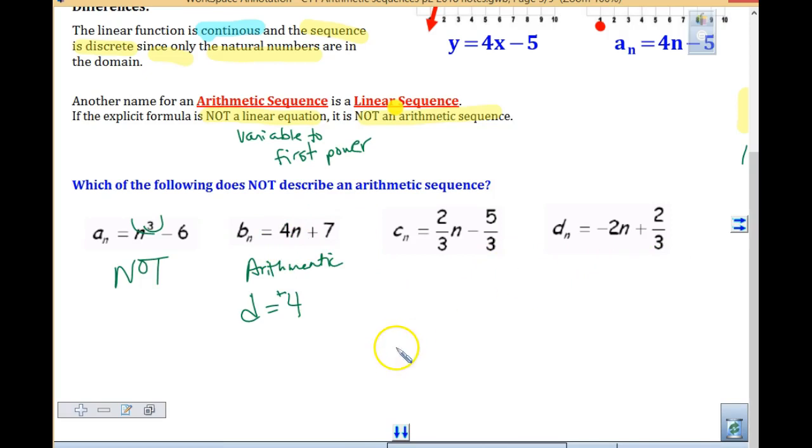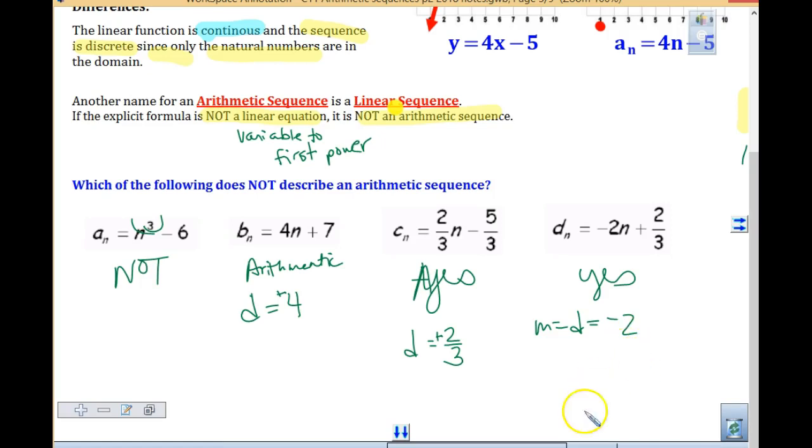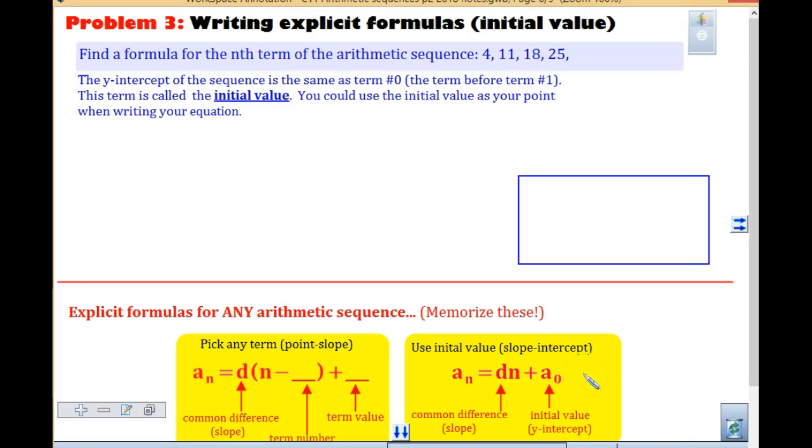Take a look at the next two and decide if you think they're arithmetic or not. Pause the video. If you think they are, tell me the common difference. Yes, should be arithmetic. This one, the common difference, you're adding 2/3 each time. If you replace this with 1, with 2, with 3, you're going to see that they keep going up by 2/3. This last one, the common difference, or our slope, is -2. Each time you're going to get 2 less. And again, if it helps you to list those, you could do that.